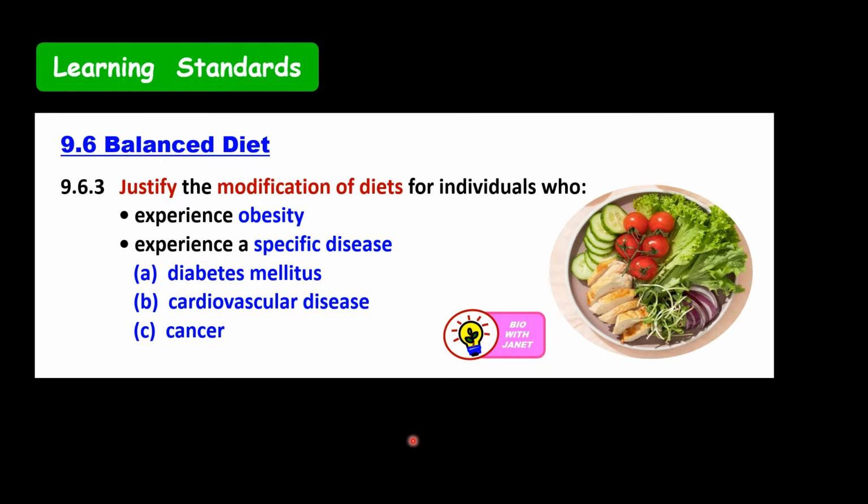The learning standards for this video are as follows. After this lesson, we should be able to justify the modification of diets for individuals who experience obesity and also for those who experience a specific disease like diabetes mellitus, cardiovascular disease, or cancer. For this video, we'll focus mainly on obesity and also our Malaysian healthy plate, which is also called Pinggan Sihat Malaysia.